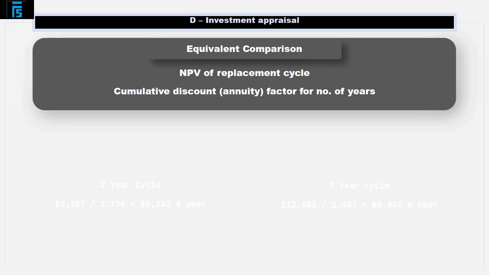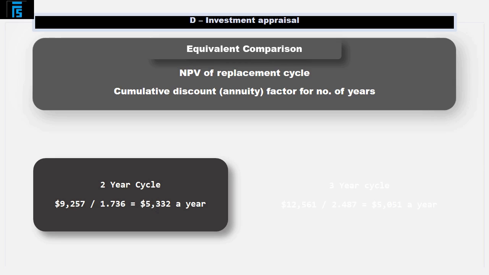In this case then, for the 2-year replacement cycle, the equivalent annual cost will be calculated as follows. $9,257 divided by the annuity factor for 2 years at 10%, which, using annuity tables, is 1.736, equals $5,332 a year. The equivalent annual cost of ownership for a 2-year replacement cycle is $5,332.